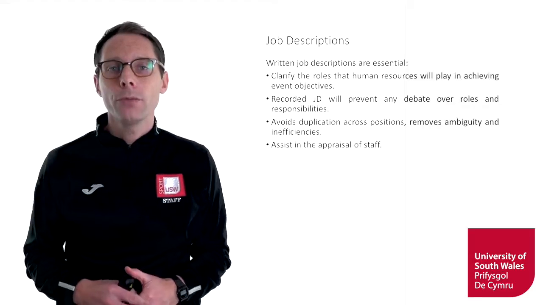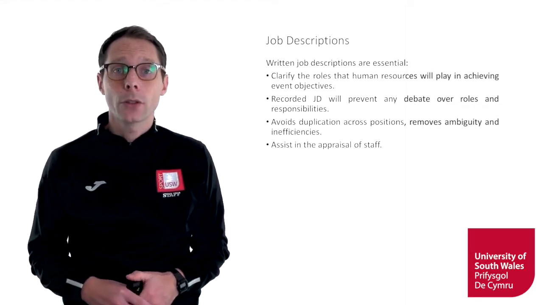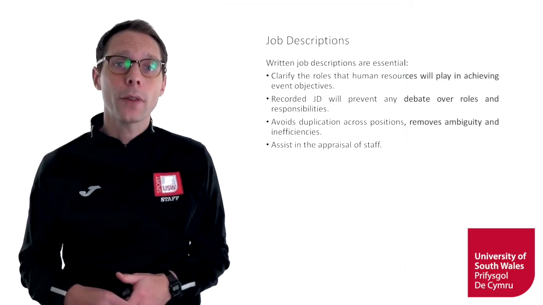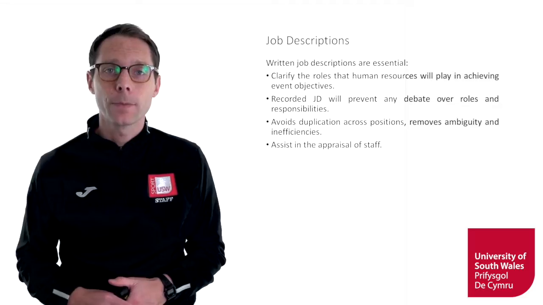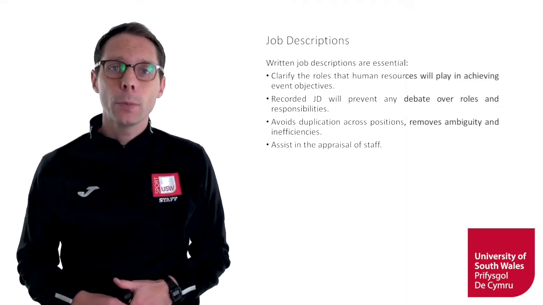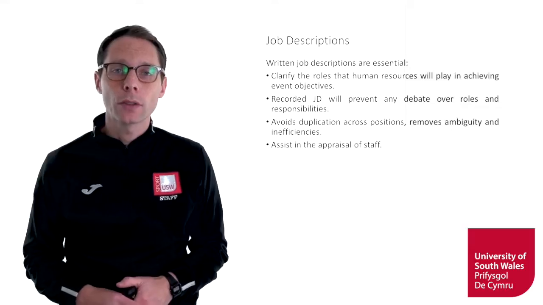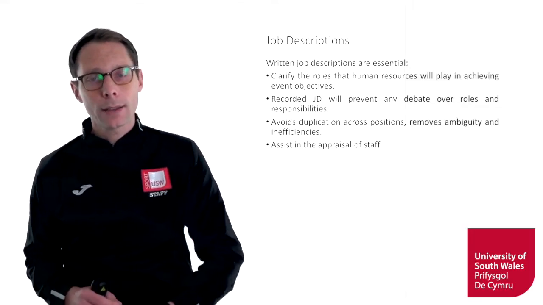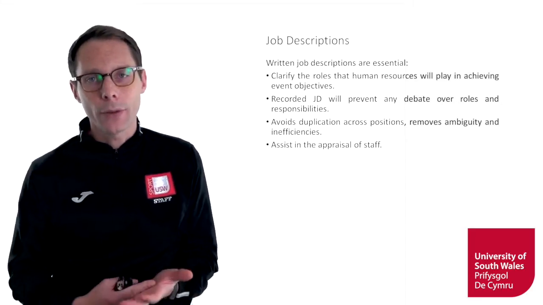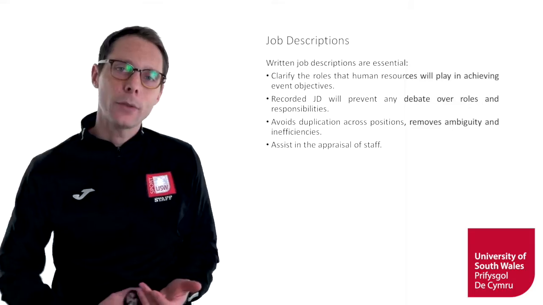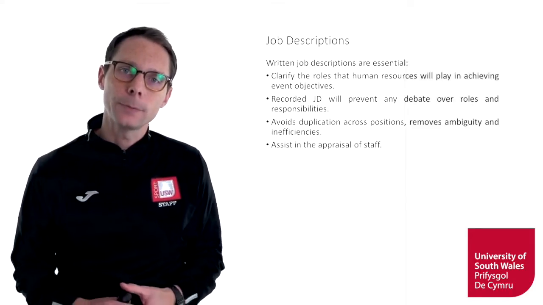To be able to produce a structure such as the functional one, then you need to have job descriptions. So written job descriptions are essential. To be able to do that, you need to clarify the roles that human resources will play in achieving event objectives. A recorded job description will prevent any debate over roles and responsibilities. So you can then go back to them and say, it's in your job description to deliver on these objectives, and therefore if they're not doing it, then they are accountable.